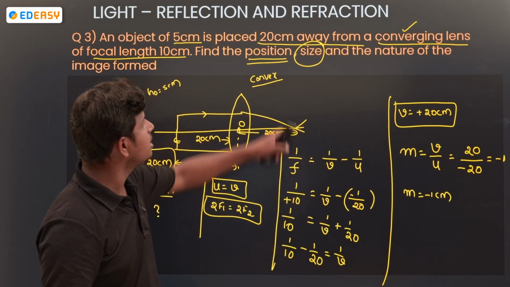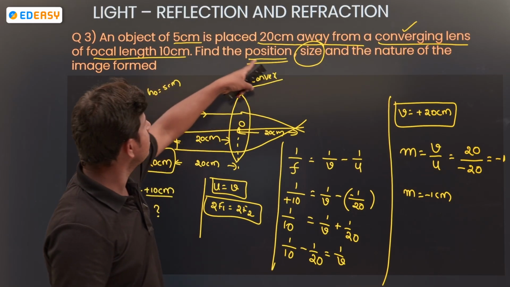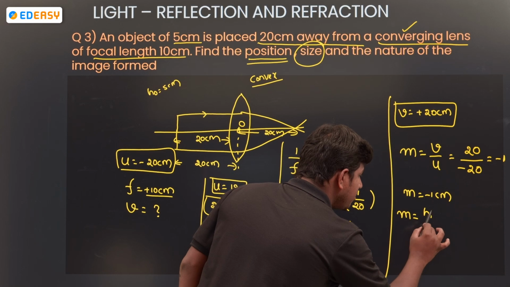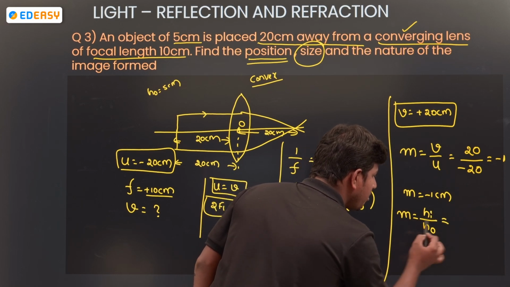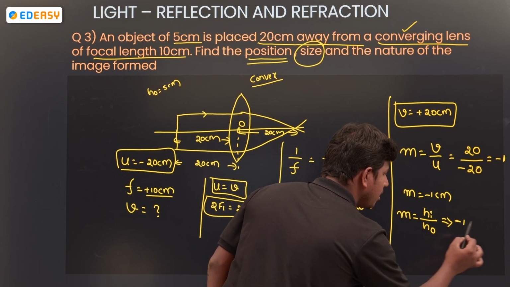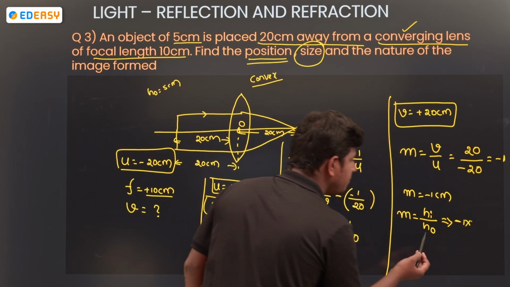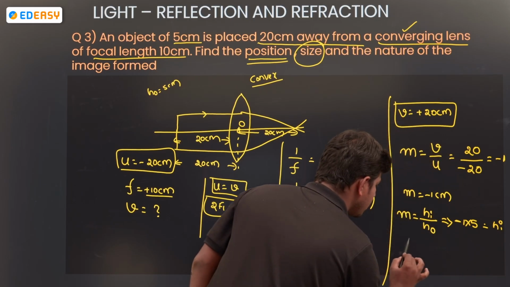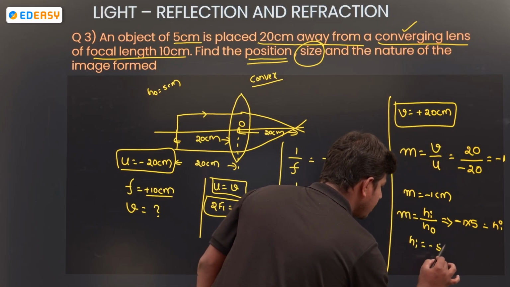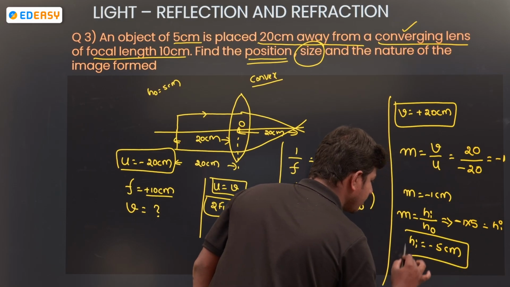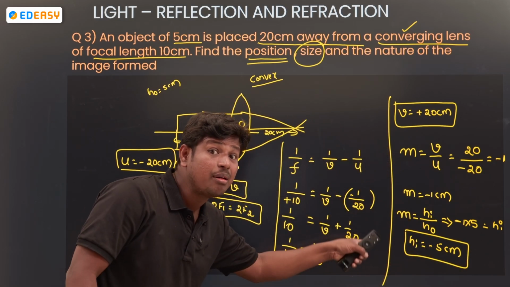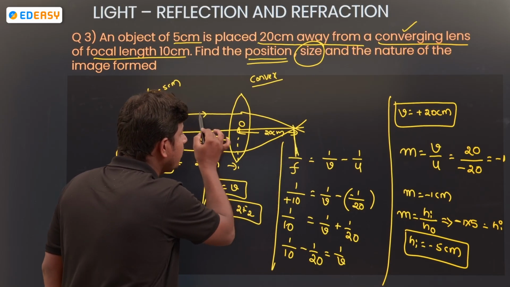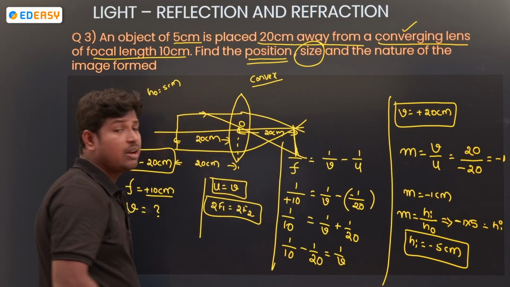But what are we going to find out? Size. Which size? Image size. So what is the formula? M is equal to height of the image by height of the object. Magnification value is minus 1. Height of the image we don't know. Height of the object they gave is 5. So height of the image is equal to minus 5 centimeter. You get a minus in height, it means inverted image.